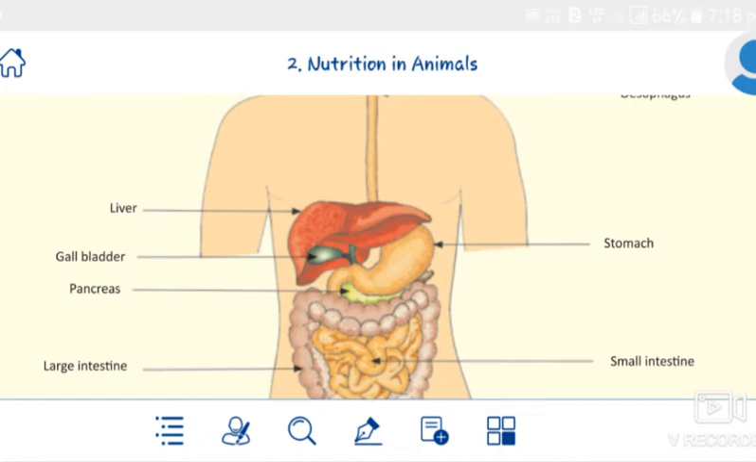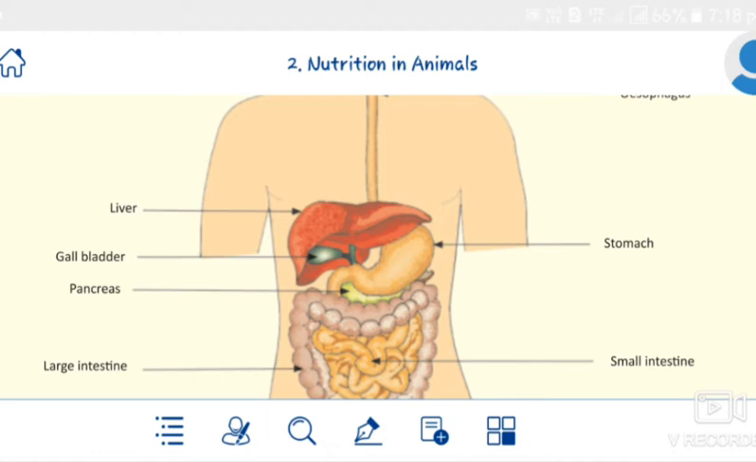The glands present in the inner walls of the stomach secrete gastric juice. This juice contains hydrochloric acid and pepsin. What are they? This hydrochloric acid acidifies the food, which means that the food has microorganisms, so it kills them.